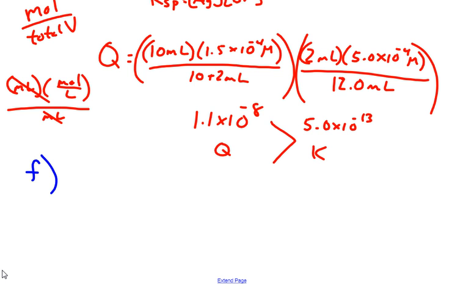1 point is earned for the calculation of the concentration of the ion. So by doing this, that's 1 point. 1 point is earned for a calculation of Q. So literally, because you did these two things, now they did it separately. We did it all at once. So this whole thing right here, that was 2 points.